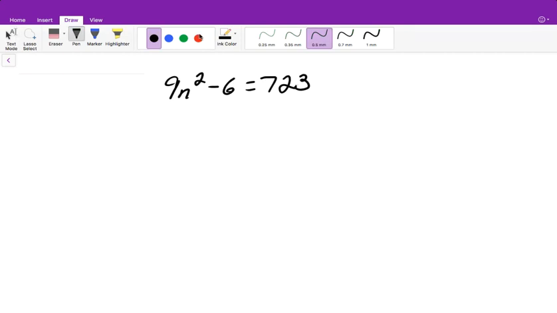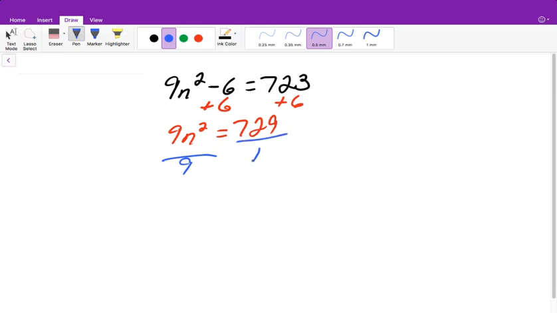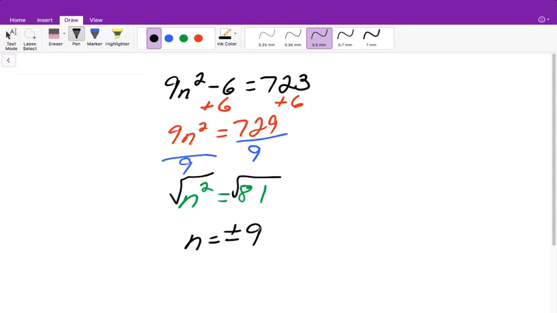All right, so this is a problem that we did in class in the beginning today. So we need to isolate our variable. So we're going to add over the 6. So then we get 9n squared is equal to 729. Then we will go ahead and divide each side by 9. So then we get n squared is equal to 81. And then we're going to go ahead and take the square root. So that means n is equal to plus or minus 9.